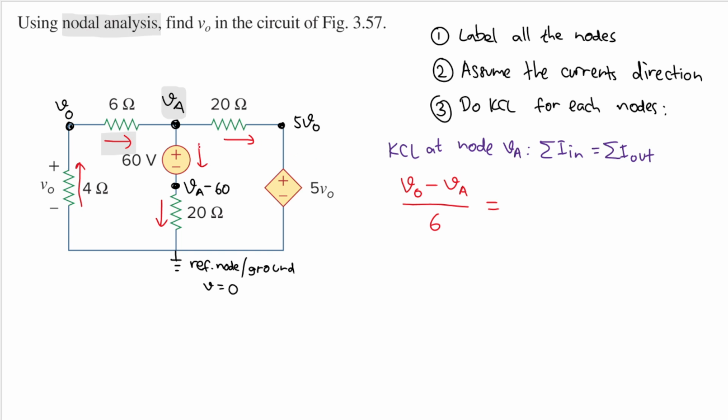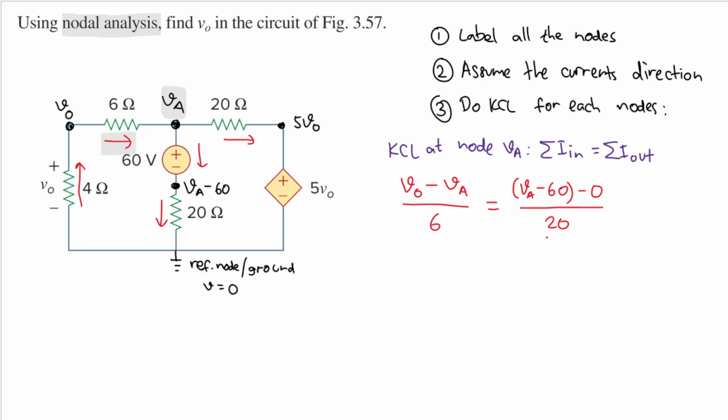So I need to calculate this, but I cannot calculate via this 60-volt voltage source. So I calculate via this resistor here. That is VA minus 60, which is where the current comes from, and it goes to the ground, so I will have minus 0 here. And this is voltage. To get current, we need to divide by the resistance between them, which is 20. Good.